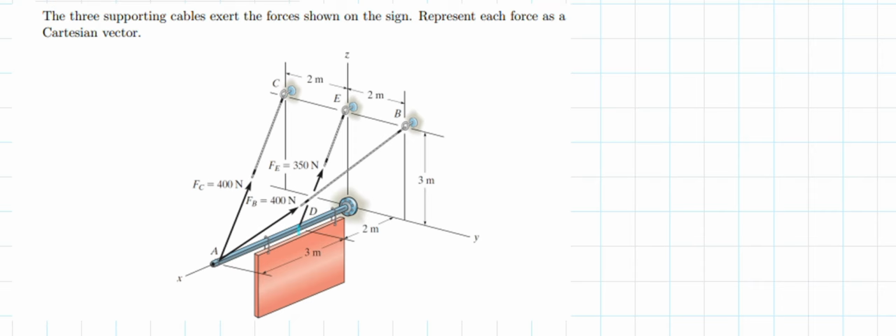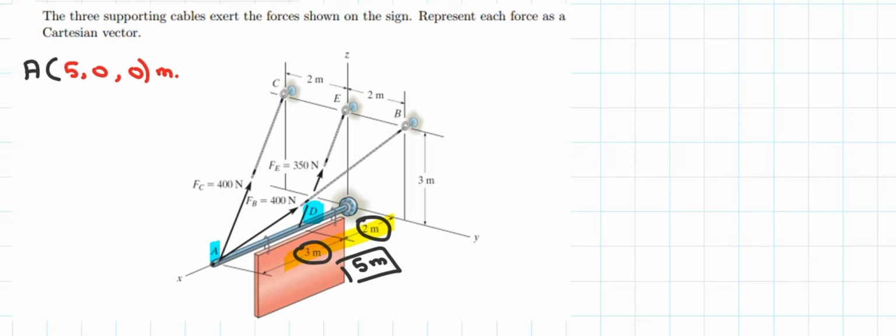Now, if you see the diagram, look at point A and point D first. Point A and point D basically lie on the x-axis only. That's why there is no value of y and z in point A and point D. So point A is 2 meter distance plus 3 meter distance, and 3 plus 2 is 5 meter. So point A is 5 meter away from the origin and it is positive 5 because this axis is directed outward from the screen. So that's why it is positive. So it is (5, 0, 0) meter. This is the location of point A.